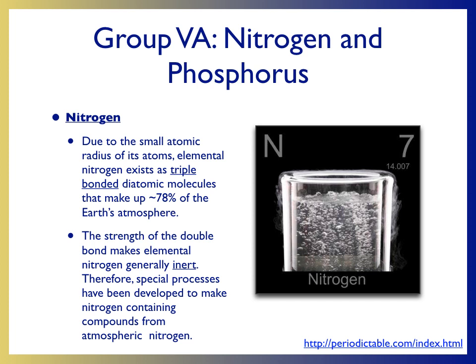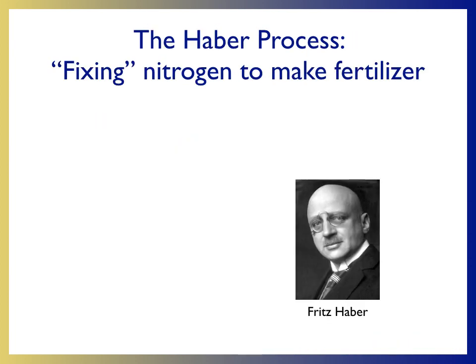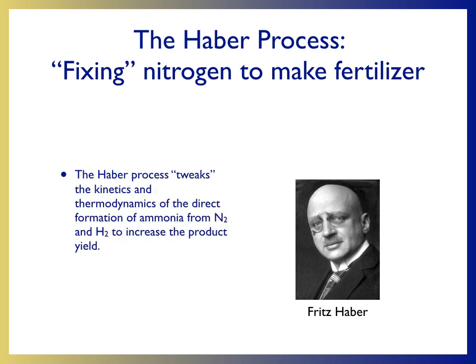However, this problem was solved by using what's known as the Haber process, which was discovered by Fritz Haber in the 19-teens. The Haber process focuses on fixing nitrogen. This means we want to combine nitrogen with hydrogen to form ammonia, which is a precursor for making fertilizer products.